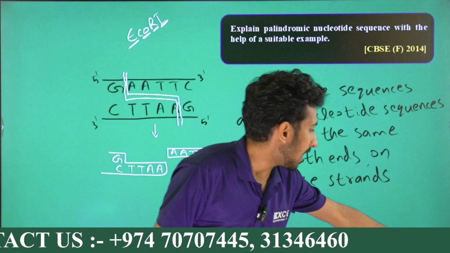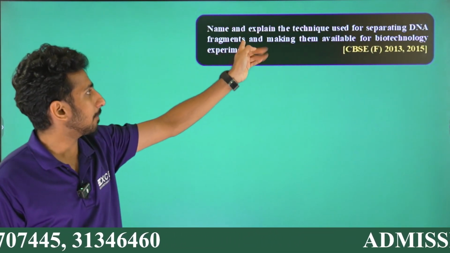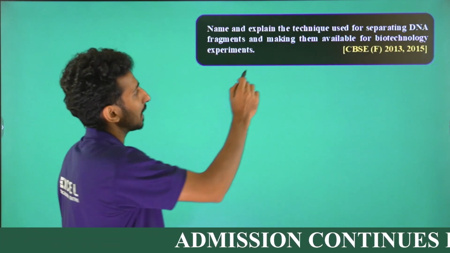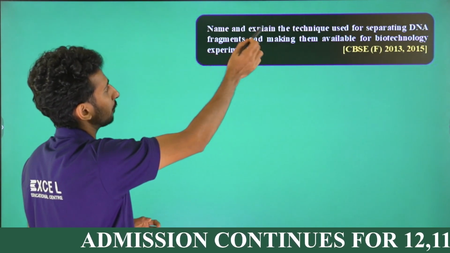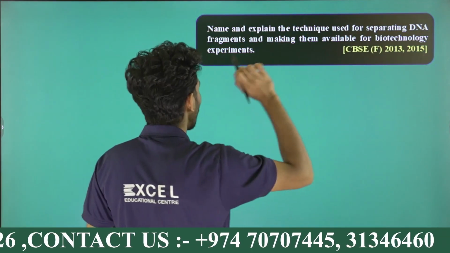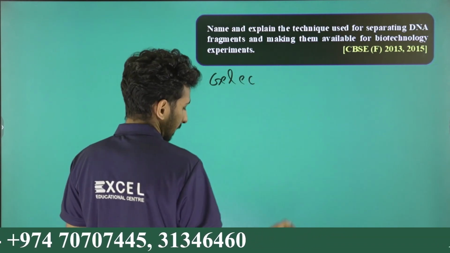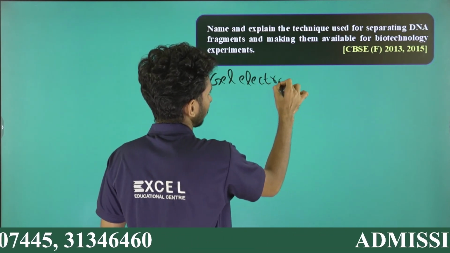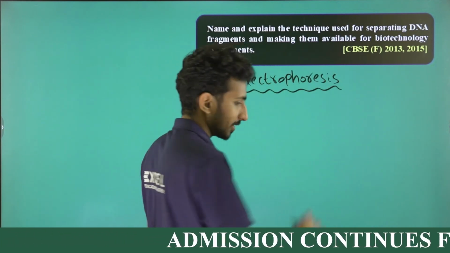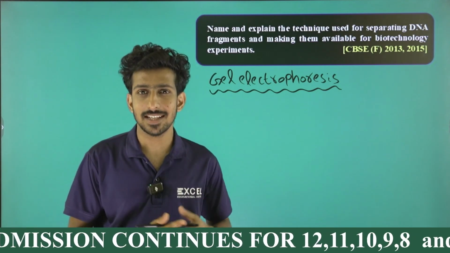So we are going to do the next question. Name and explain the technique used for separating DNA fragments and making them available for biotechnology experiments. Separation of DNA fragments is done by a technique called gel electrophoresis. You know that. What is gel electrophoresis? Separation of DNA fragments based on their size in an electric field.